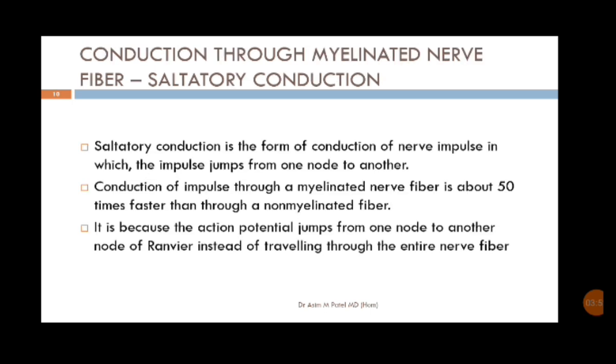Conduction through myelinated nerve fiber is called saltatory conduction. Saltatory conduction is the form of conduction of nerve impulse in which the impulse jumps from one node to another. Conduction of impulse through a myelinated nerve fiber is about 50 times faster than through a non-myelinated nerve fiber. It is because the action potential jumps from one node to another node of Ranvier instead of traveling through the entire nerve fiber.